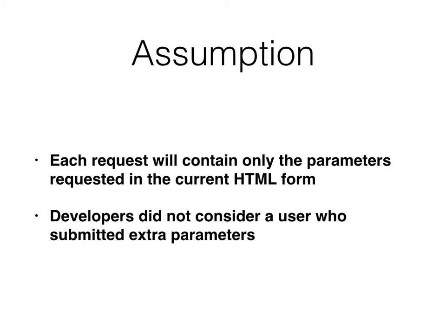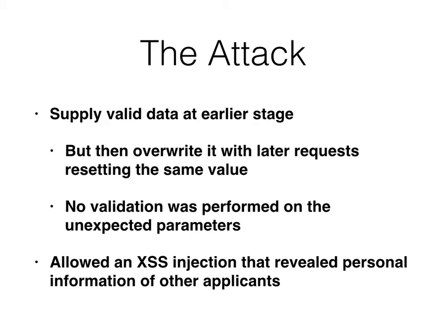And the plan here is that each request will contain only parameters requested in the current form, just like the last one. They don't consider that things might be changing. So the point is, you supply validated data at the early stage, then you override it with later requests, changing the same value. And this allowed cross-site scripting injection, because if you put in data for step 1 in step 9, they didn't revalidate in step 9, so you could take the data that was there. It's just like when you put up an ad that's innocent, then after it's being displayed, you change the code to malware, and it will take them a while to catch on.